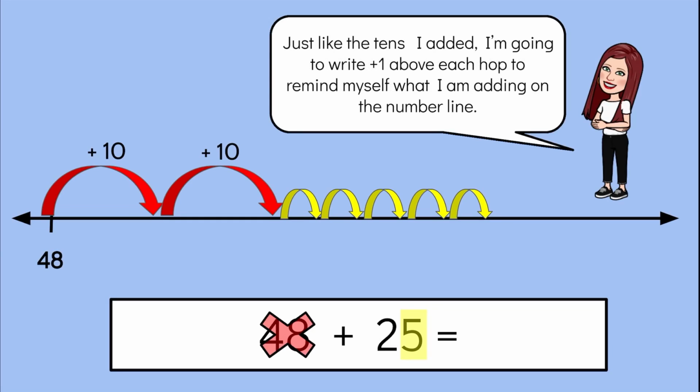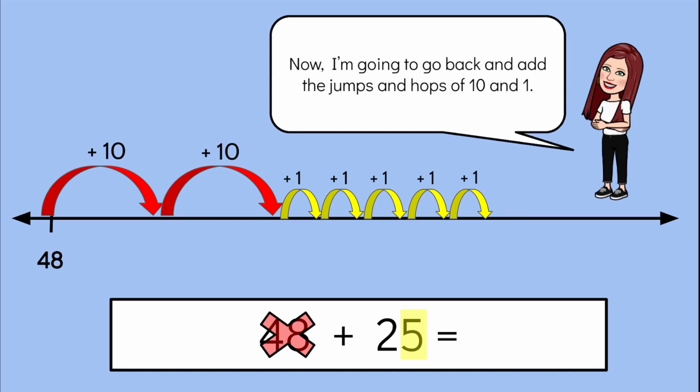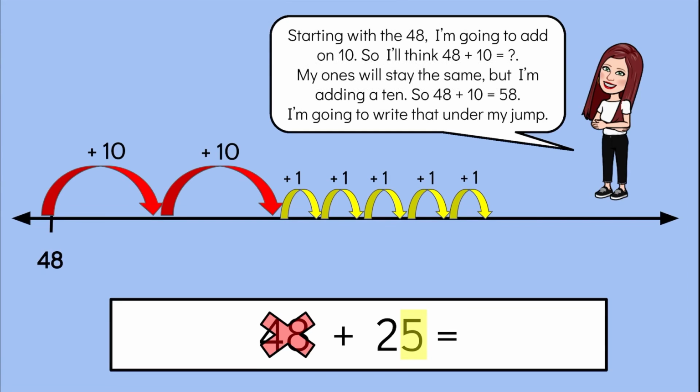And just like the tens, I'm going to write that I'm adding 1 above each hop to remind myself what I'm adding on the number line. So adding 1 each time. Now I'm going to go back and add the jumps and hops of 10 and 1. So starting with the 48, I'm going to add on 10.